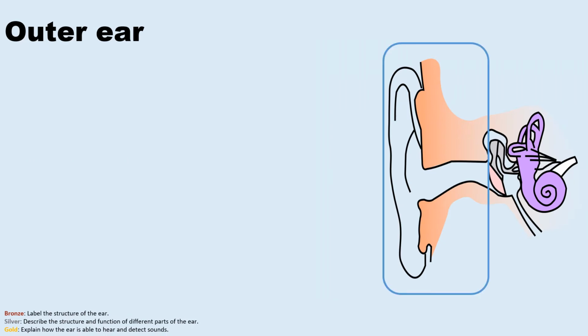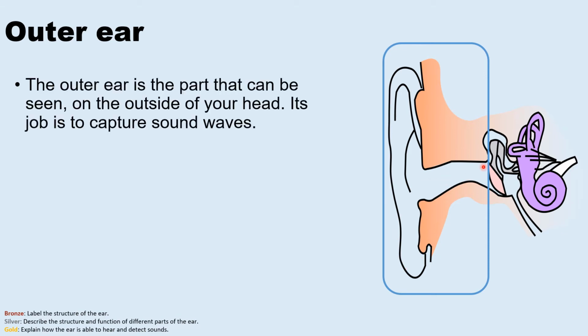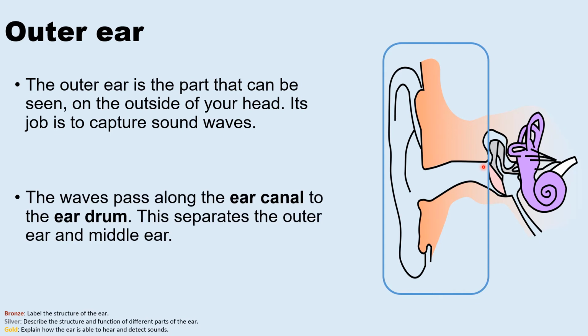So your outer ear. So this is this bit here. That includes your pinna and your ear canal. So that is the part that can be seen on the outside of your head, and its job is to capture sound waves. And then the waves pass along the ear canal into the eardrum, and that is what separates the outer and the middle ear.